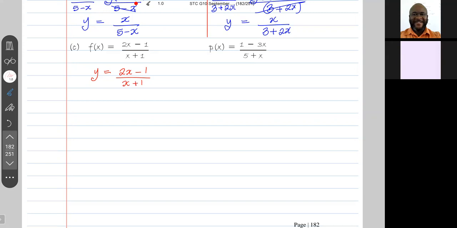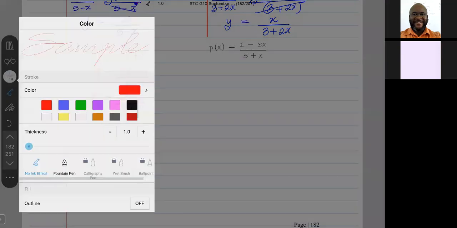Now, step 2 is to interchange x and y. Wherever I see x, I'm going to put y. Wherever I see y, I'm going to put x. So x is equal to 2y minus 1 over y plus 1. Now, step 3, which I'm going to do in blue, change the color of the ink to blue.